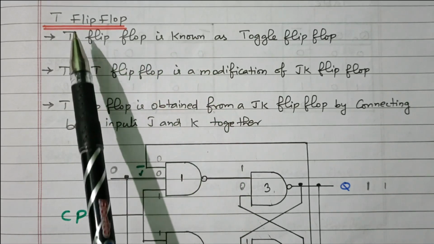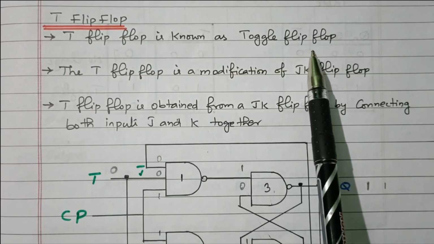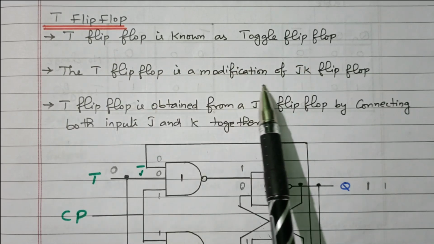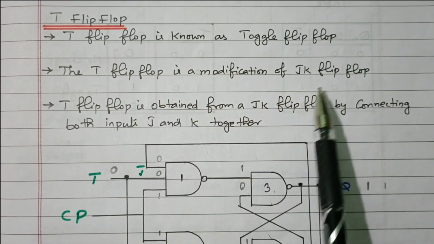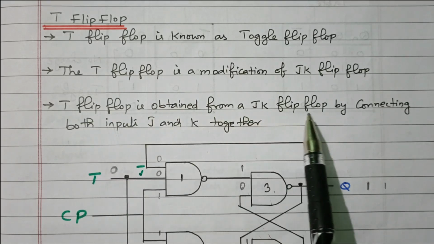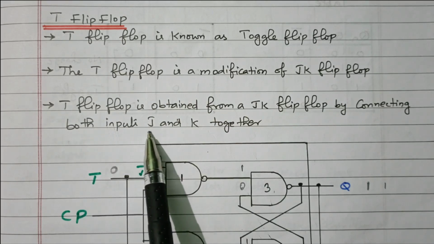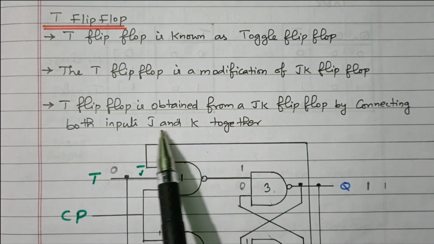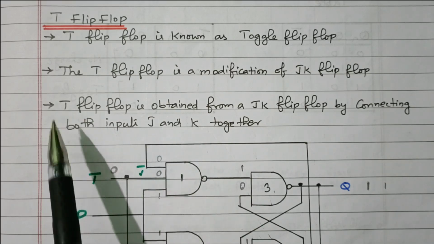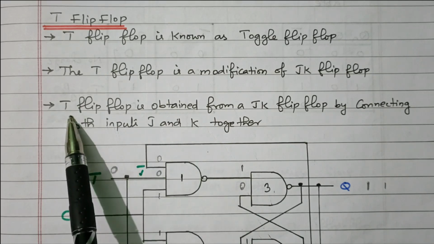Now we'll go to the T flip-flop. T flip-flop is also known as toggle flip-flop. Output is toggled. This T flip-flop is a modification of JK flip-flop. That is, T flip-flop is obtained from a JK flip-flop by connecting both inputs J and K together. J and K get the same input. That is nothing but T flip-flop. If we give the same input to J and K inputs, that is the T flip-flop.